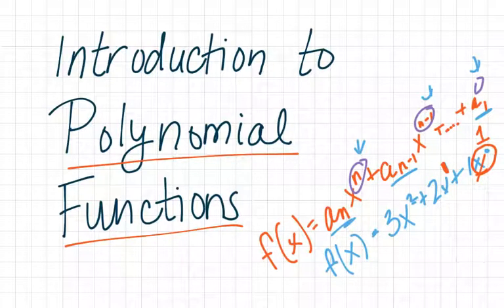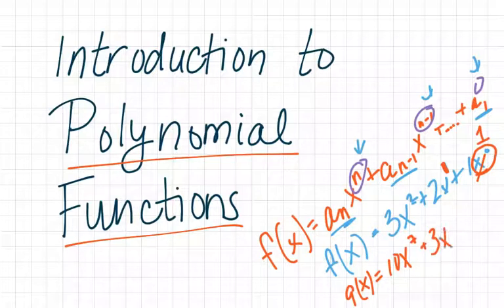We could also have g of x equals 10x to the 7th plus 3x squared plus 2. This is also an example of a polynomial function because our powers on our x terms are all positive integers and our coefficients are real numbers.